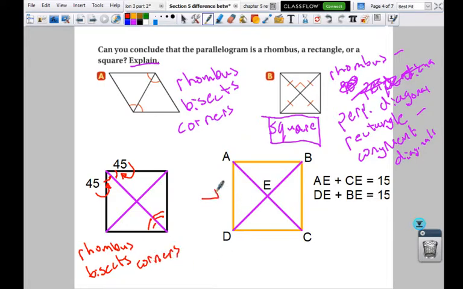Alright, first thing, last problem: tell me what kind of shape is this last parallelogram?